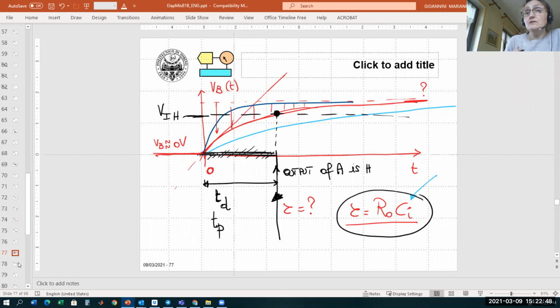Actually, then there's a question concerning the value of the input capacitance. The value of the input capacitance is generally the sum of all contributions. Sometimes it's dominated by CGS. Okay, good.